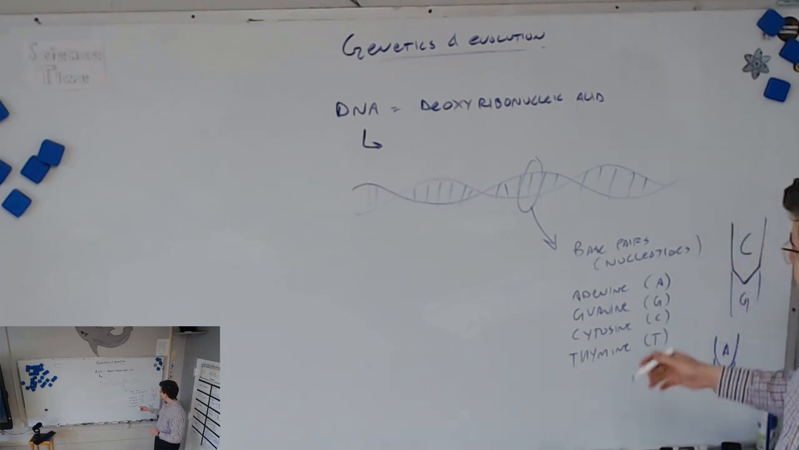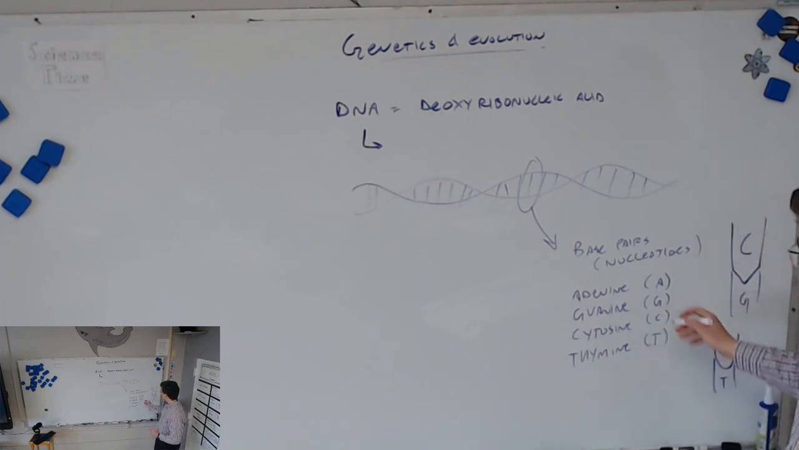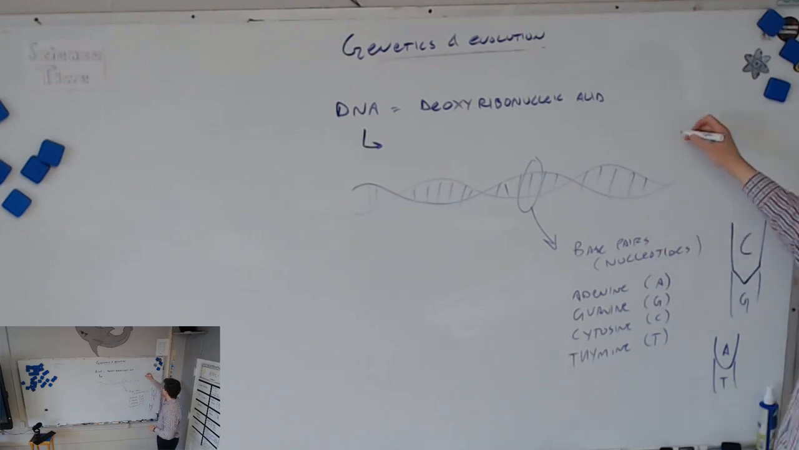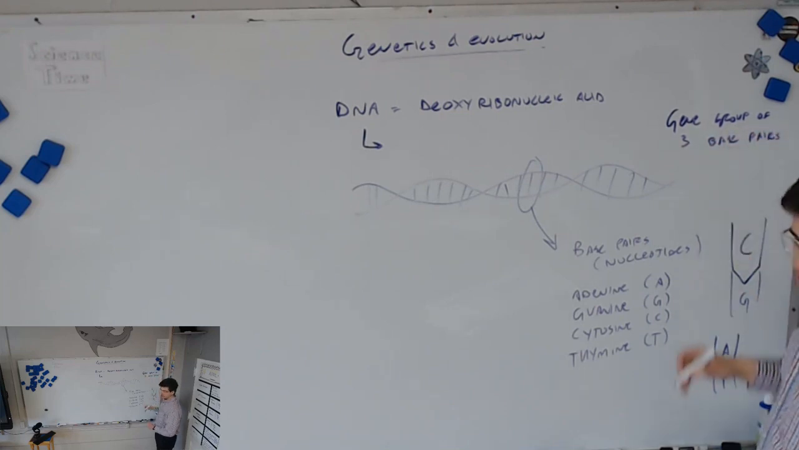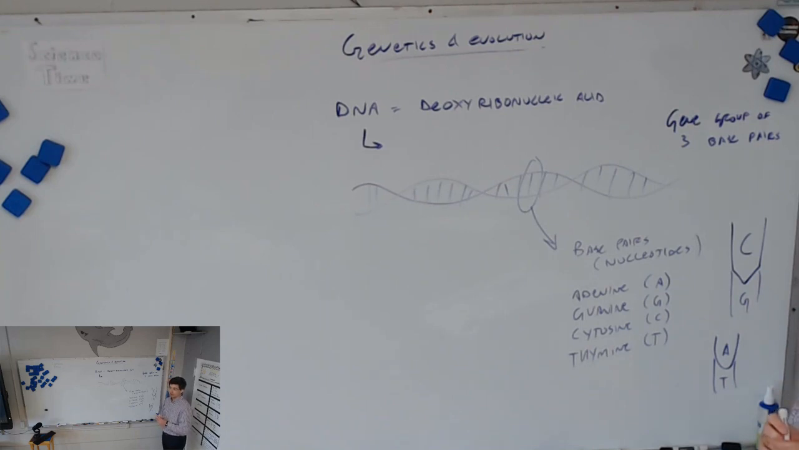We call a specific segment of these base pairs, usually groups of 3, a gene. A group of 3 base pairs, because each group of 3 base pairs in a row codes for a certain, what we call, amino acid. Codes an amino acid. Have you heard of amino acids?